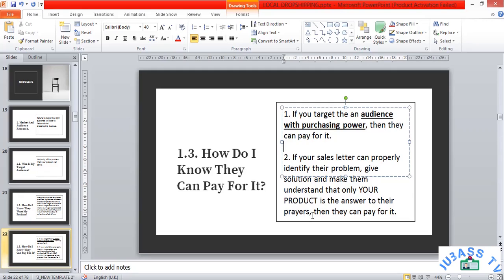So if your sales letter cannot really convince them that you are their savior, that you and your product are the messiah they need, and that without you right now they will never get a solution, if they miss you right now they will never get a solution. If your sales letter can put that fear in them, like, oh my God, I don't want to miss this. Where's my phone? I'm calling this person right now. Hello, please, can I buy this now? Can I get your account details? Yes, if your sales letter can properly identify their problem, they can get it.